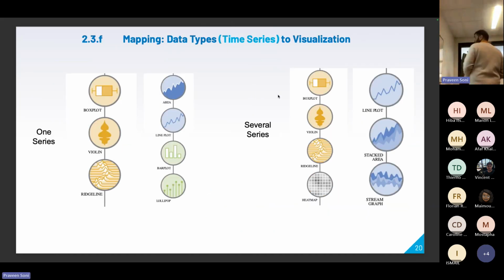So I was talking about the violin plot. I just want to understand, so you say, with the time series, is violin or box plot possible or not? How many of you say yes? And how many of you say no?